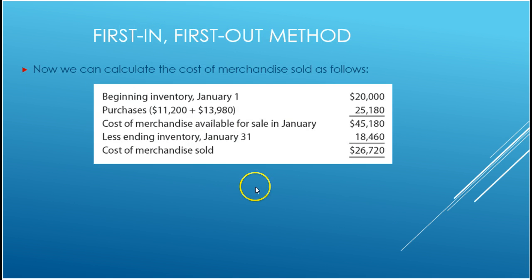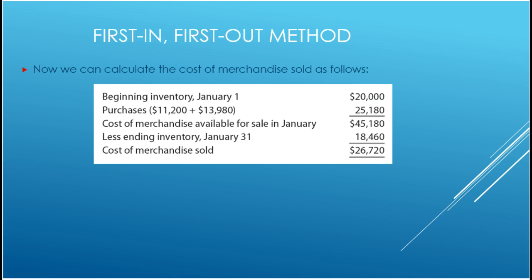Now, what that looks like when you write out a cost of goods or cost of merchandise sold in the income statement is you have a beginning inventory of $20,000. You've added purchases of $25,180, and this was our ending inventory, remember, at $18,460, so our cost of merchandise sold was $26,000.